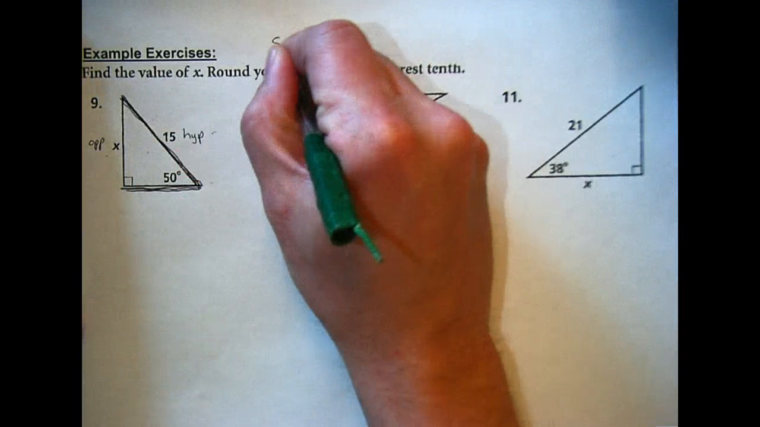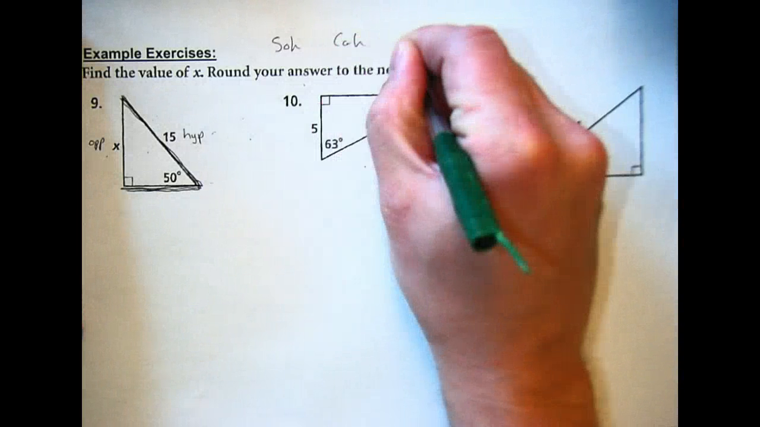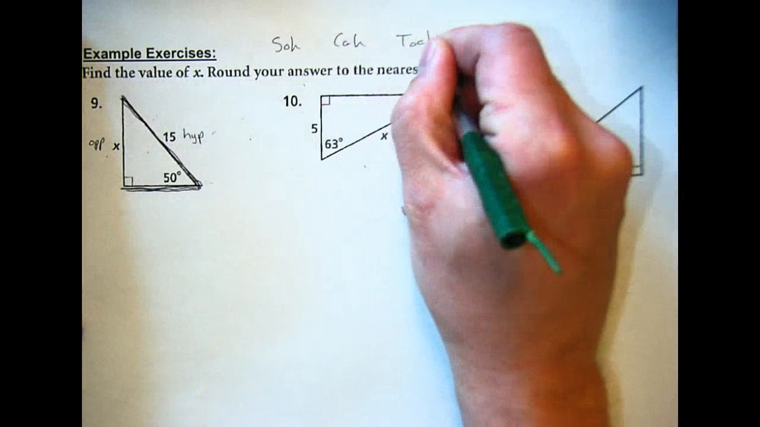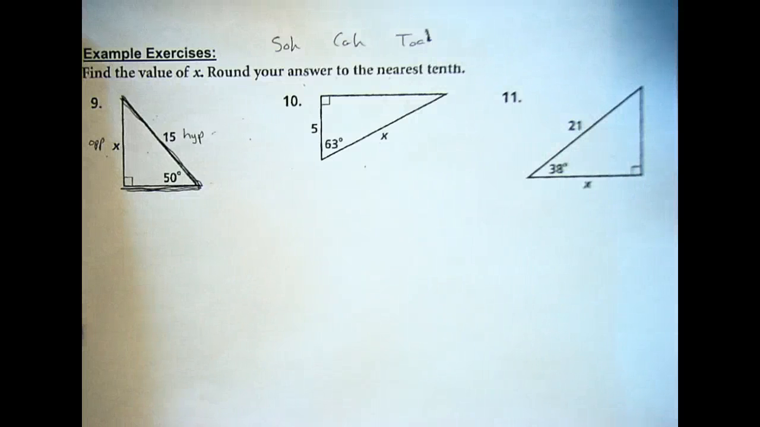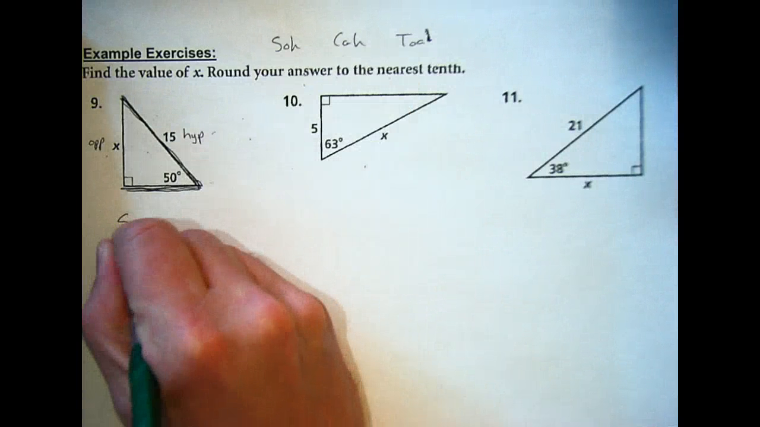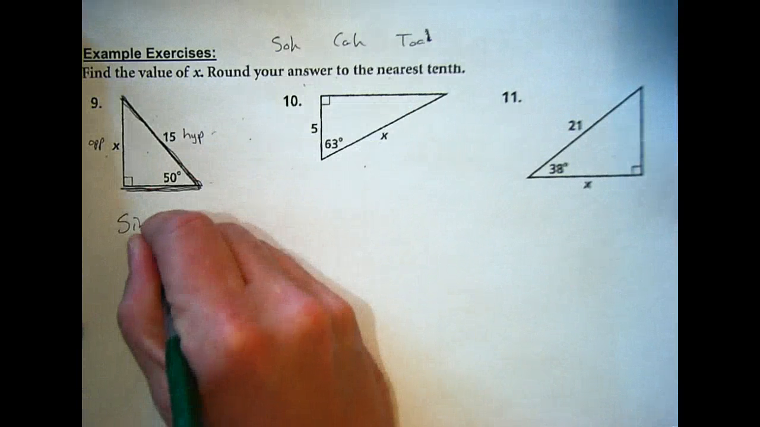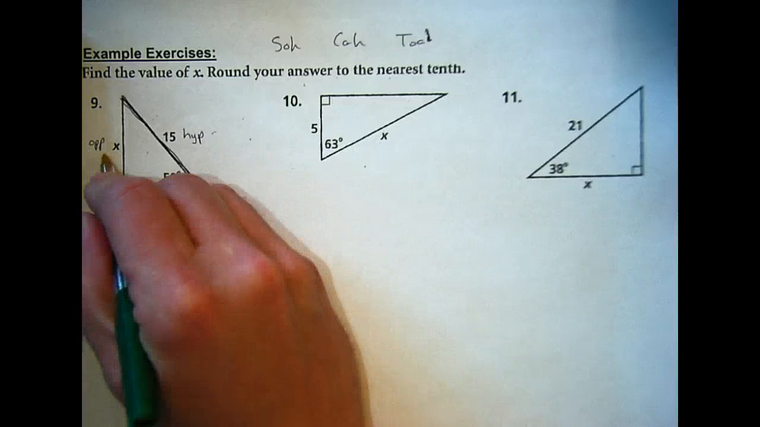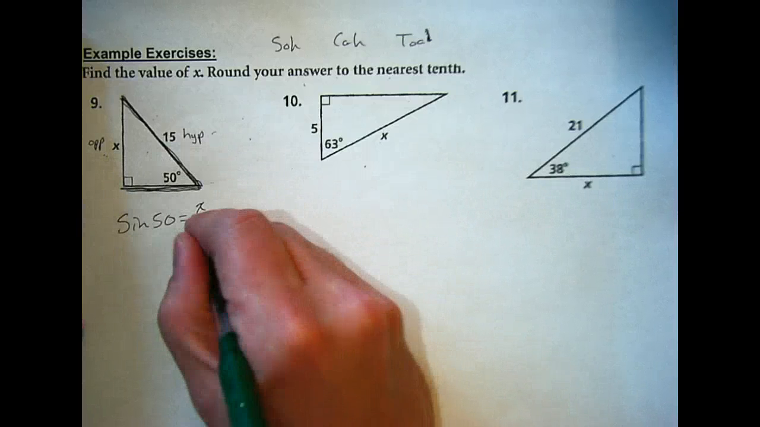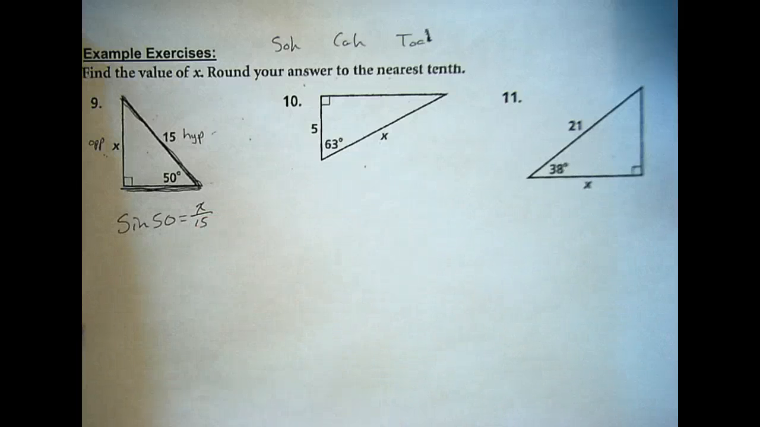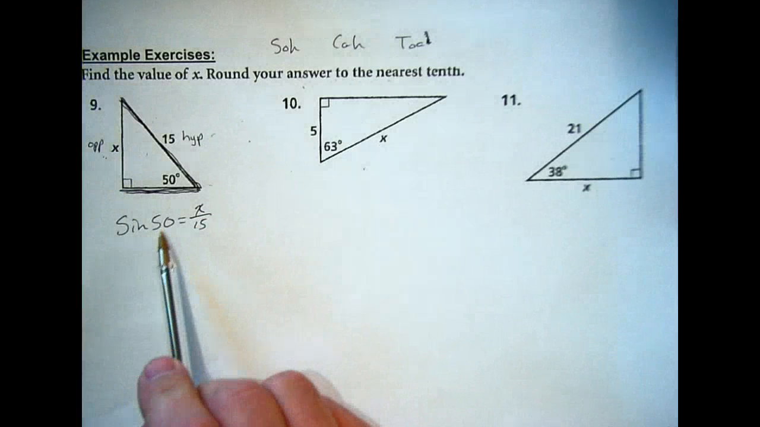And when we have SOHCAHTOA, which one is opposite and hypotenuse? Sine. So we're dealing with the sine. The sine of our angle, 50, is equal to opposite over hypotenuse. Now, the next question that came up was a really good one as well. Will that work for showing my work?